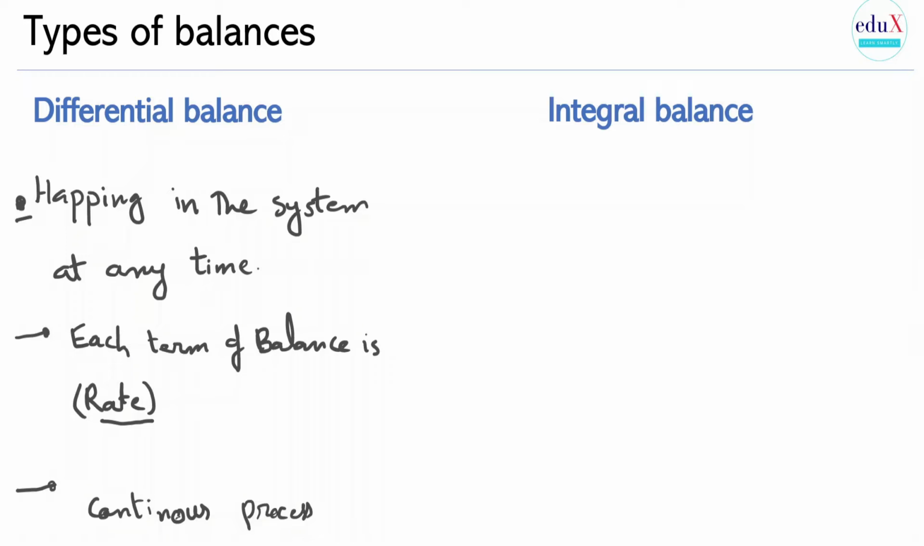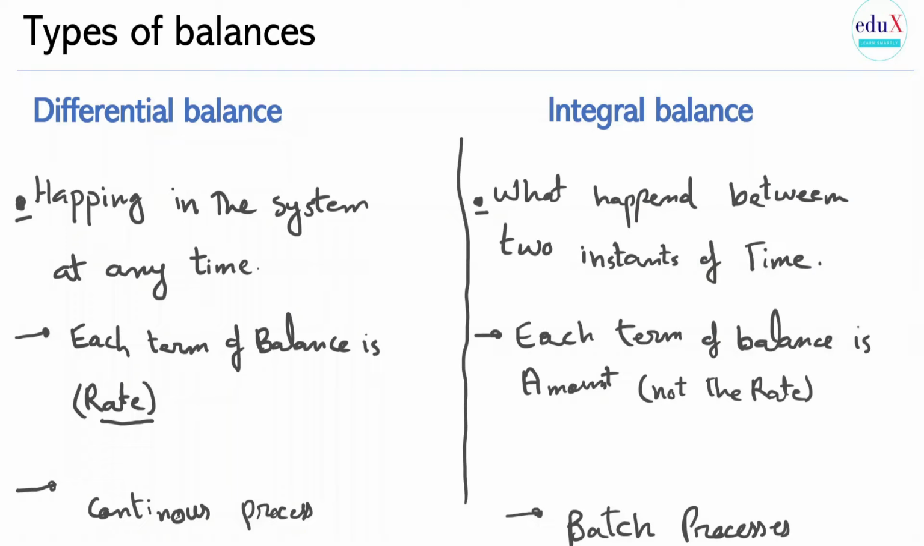Now moving forward to the integral balance. Integral balances are usually applied on batch processes, and they tell us what happened between two intervals of time. For example, from the start of a reaction to the end of the reaction. And in this case, each term of a balance equation is an amount. It is not dependent on time. Okay, so this is the major difference between differential balance and integral balance.